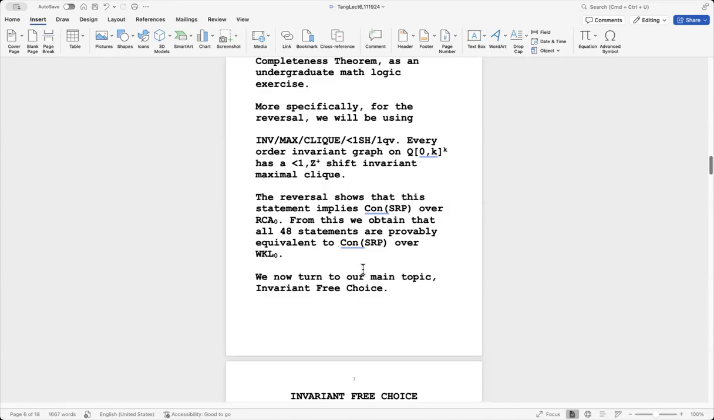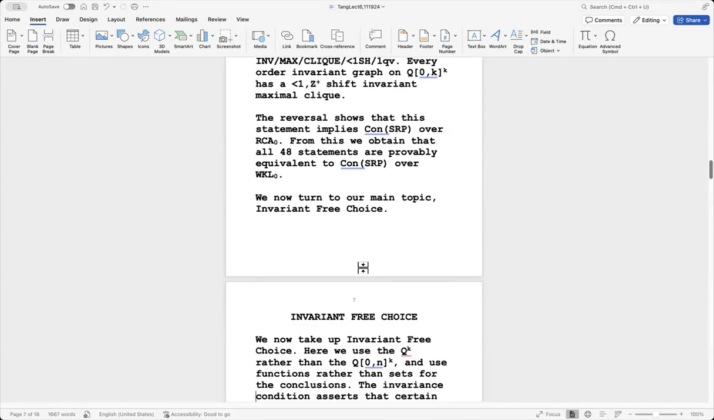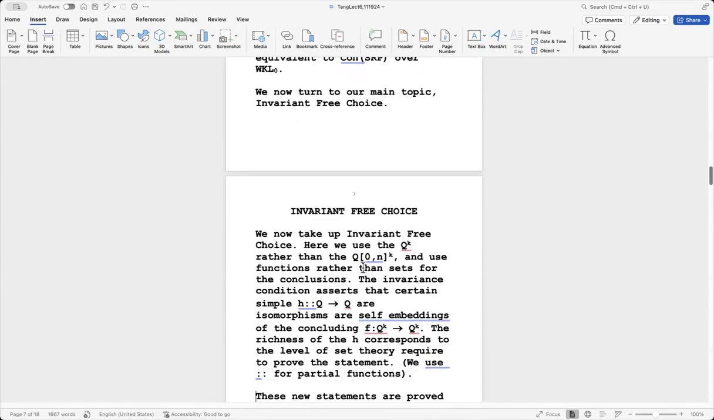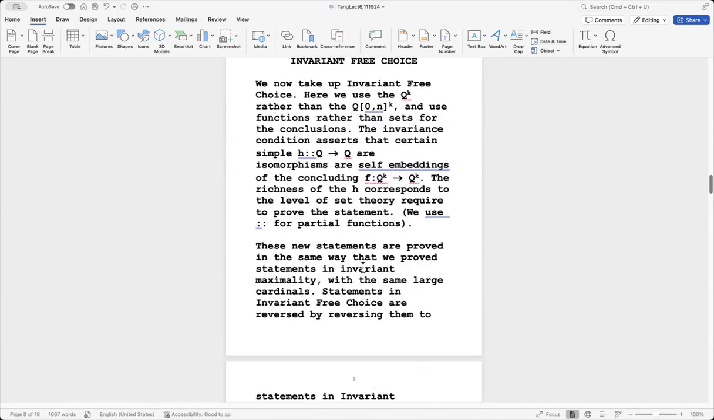All right. Now I want to turn to my main topic for today, which is invariant free choice. So instead of using sets in the conclusion, we're going to use functions. This has some advantages, disadvantages, however you want to look at it. And we also want the advantage, actually, of just using one space, q to the k. So this is in some ways nicer, although invariant maximality also has its advantages.